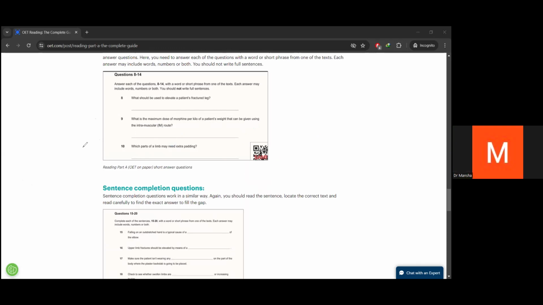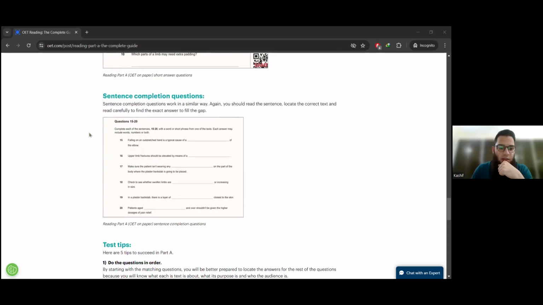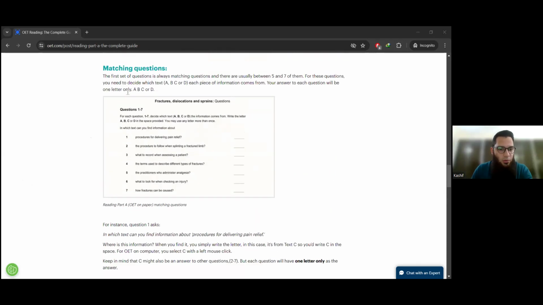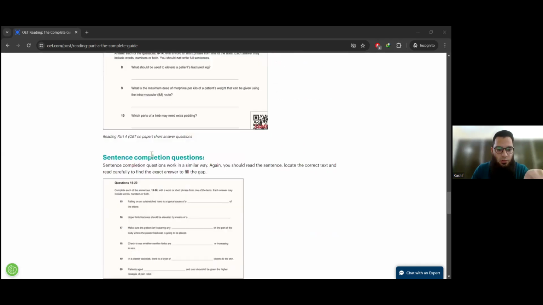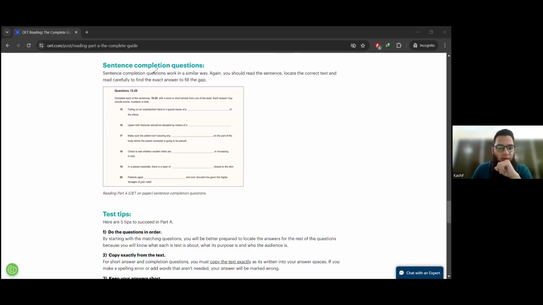Yes, sir. Okay, perfect. So the next thing is, this one was matching, this one was short answer, and the next part is sentence completion questions. Sentence completion questions work in a very similar way. Again, you should read the sentence, locate the correct text, and read carefully to find the exact answer to fill the gap. Okay, let's see this one.